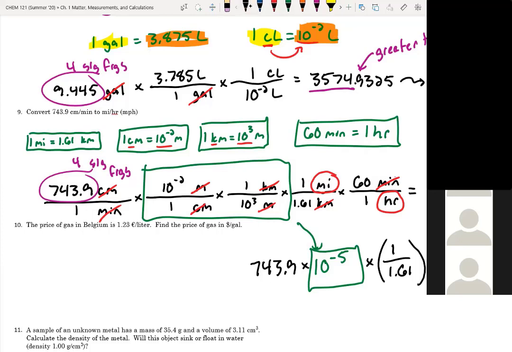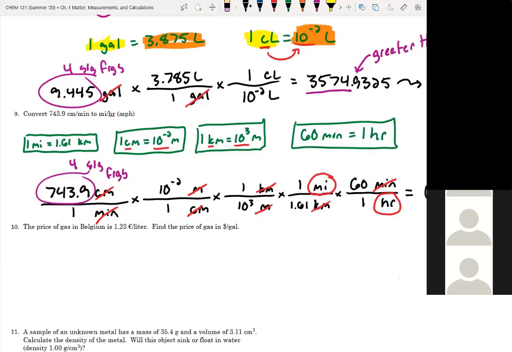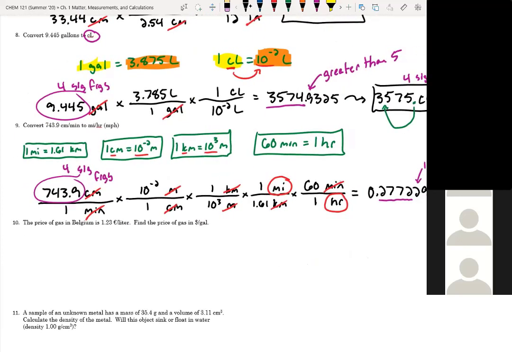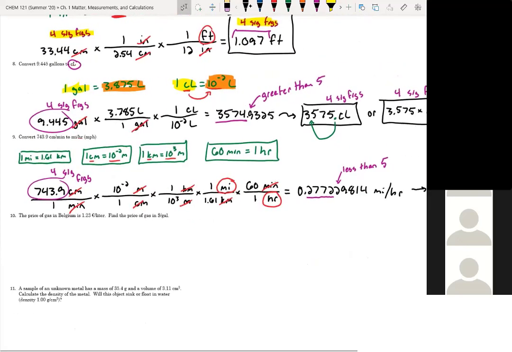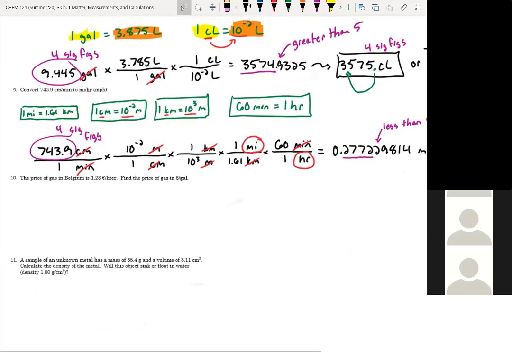Sound good? I will say problems like this one would be far and away the hardest I would throw at you. So if you can handle problem number 9 and get it done correctly, you've got this down. You've got unit conversions. All right, let's do the last two.